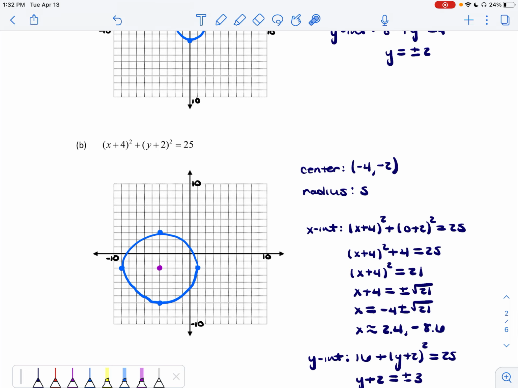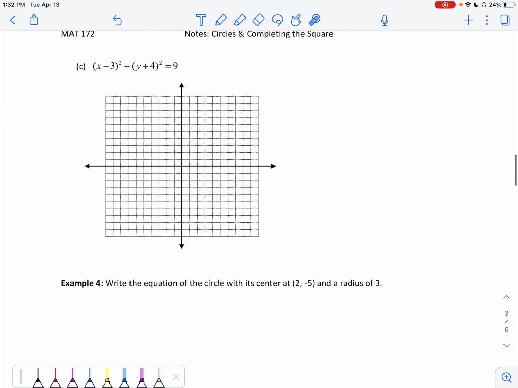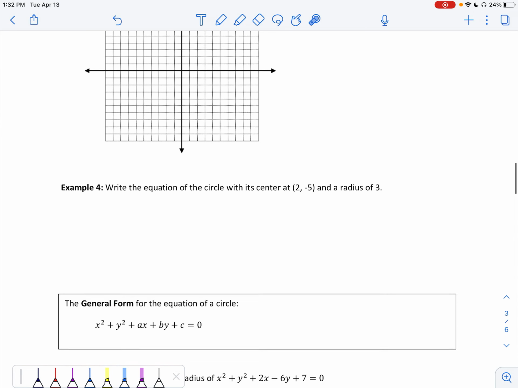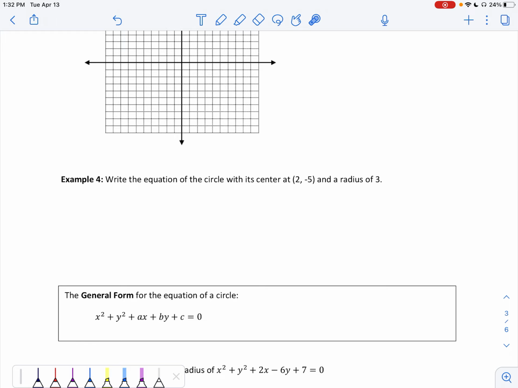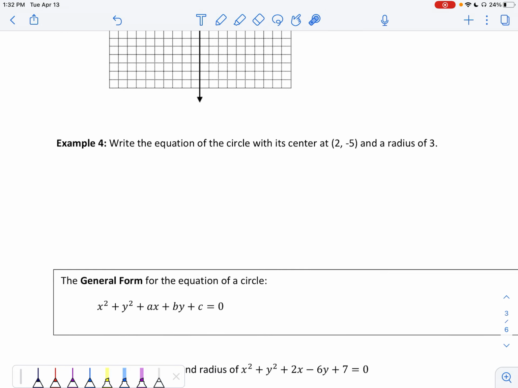All right. So I am going to leave example C for you guys to try on your own. Let's go ahead and look at example 4. All right, so this one says, write the equation of the circle with its center at 2, negative 5 and a radius of 3. So center at 2, negative 5, radius of 3.